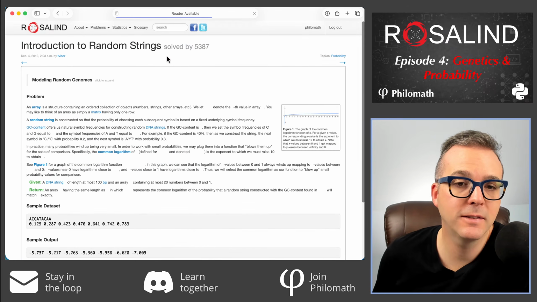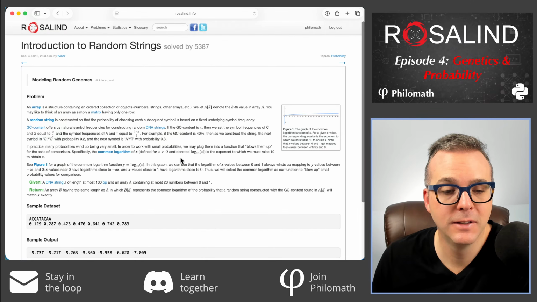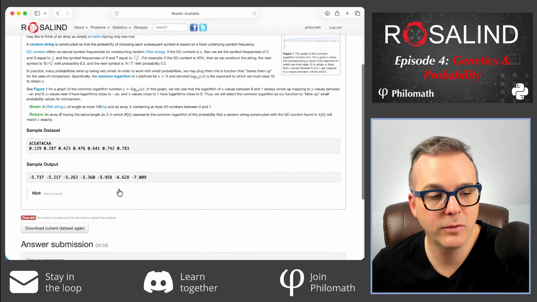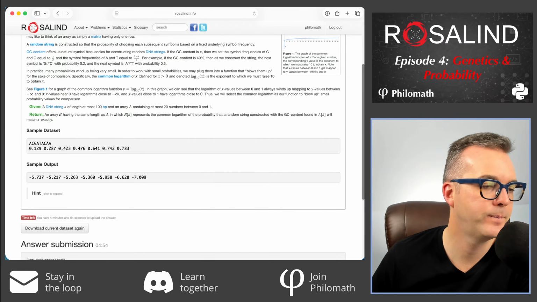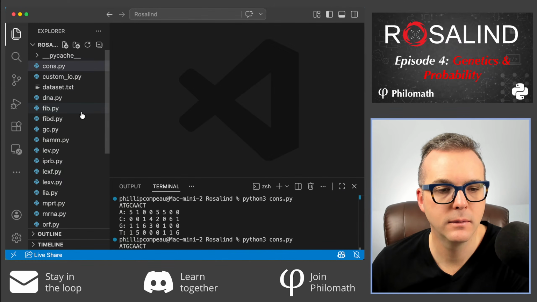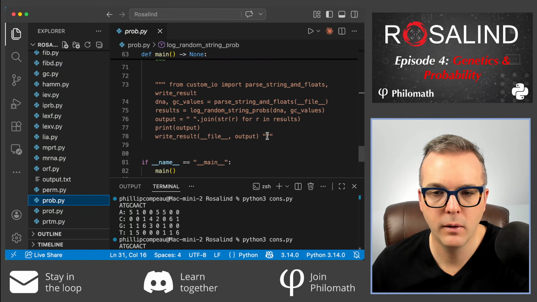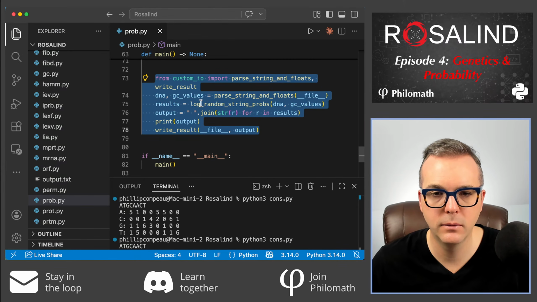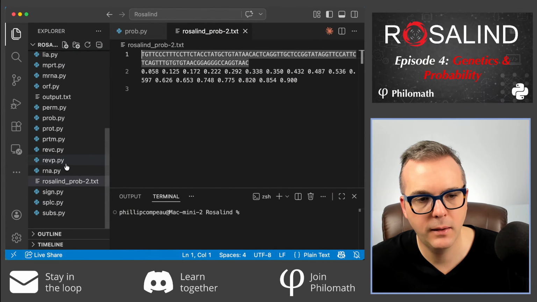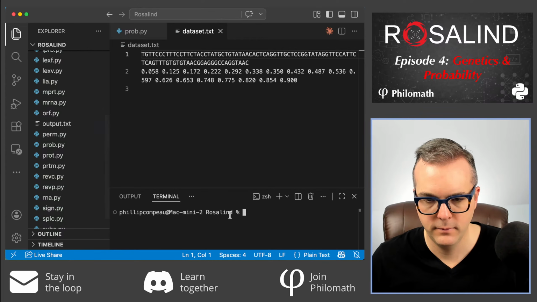Most importantly, it's suggested that I go back to this question that we already solved. So now that we have solved the consensus and profile problem, I'm going to be able to do what I would like to do, which is also solve my random string problem. So I've downloaded a data set for random string, and this is PROB. Everything should be in order. I need to comment out that. I got my data set for PROB, and I need to name it dataset.txt and run.